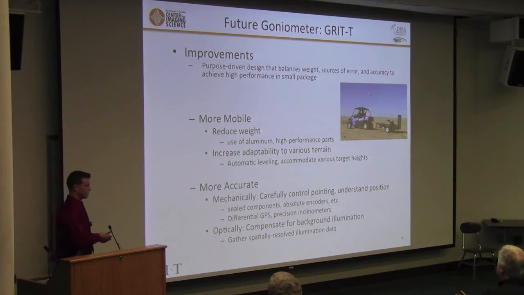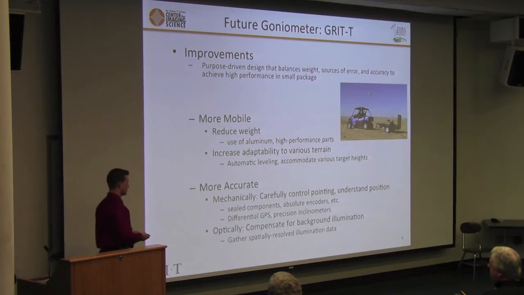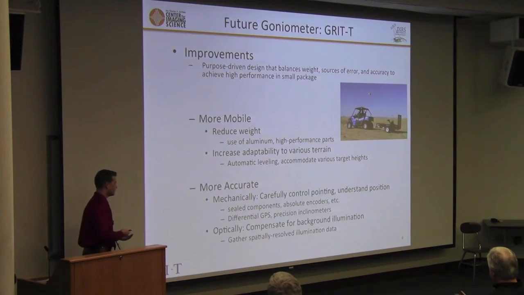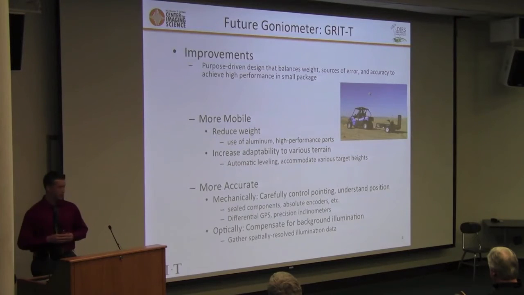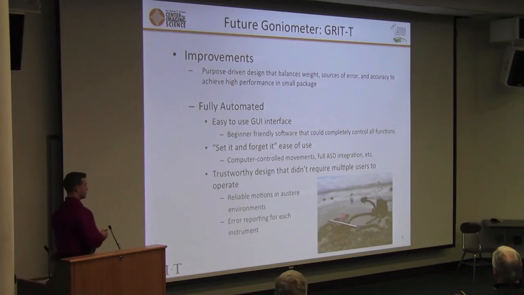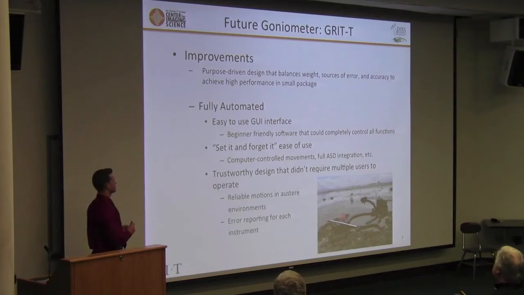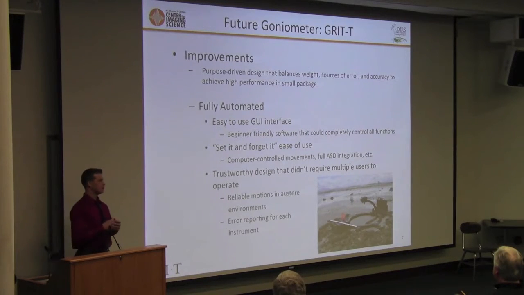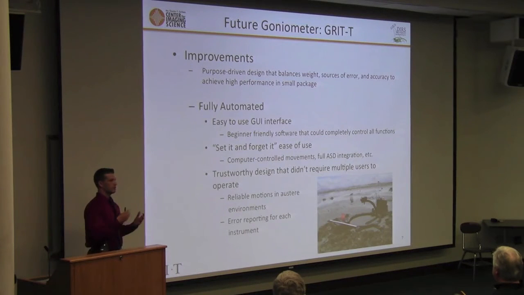In addition, optically, as the two presenters before me kind of explained, there's a need to compensate for varying illumination both temporally and spatially. So one of the things we decided we had to do was compensate for this background illumination. And in order to do that, we had to gather spatially resolved illumination data. And I'll talk about that more in just a second. Another improvement that was important over the previous design was something that was fully automated. We had a semi-automated device in GRITT, but what we were really looking for was something that would be beginner-friendly and would be more of a set-it-and-forget-it type thing.